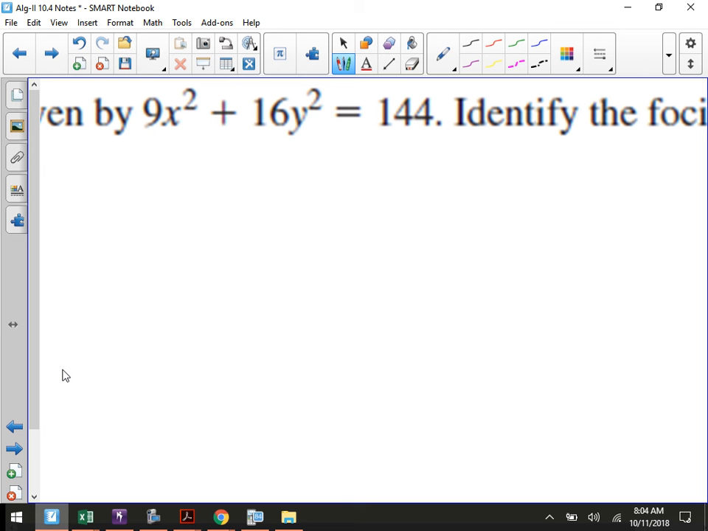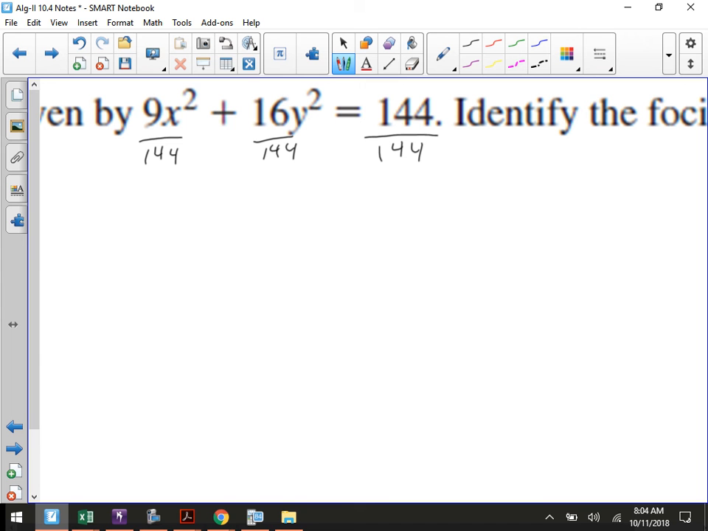So to get into one of those forms, what do I have to do first? And it's not subtract 143. If I got to get one side equal to 1, what do I do again? I have to get one side equal to 1. What do I do to get that equal to 1? Divide by 144. Divide everything by 144. This is a very common thing.